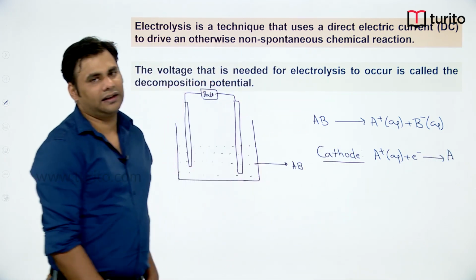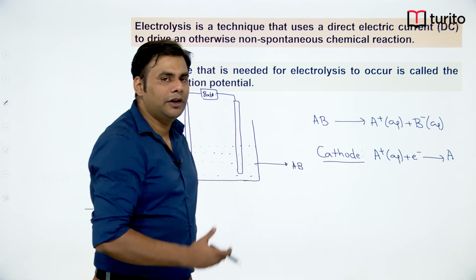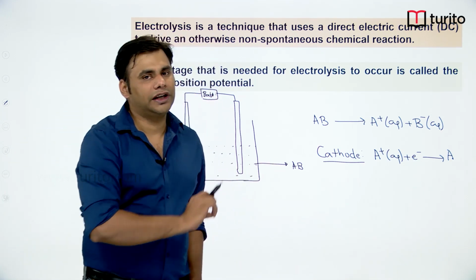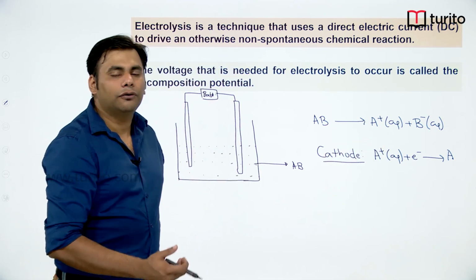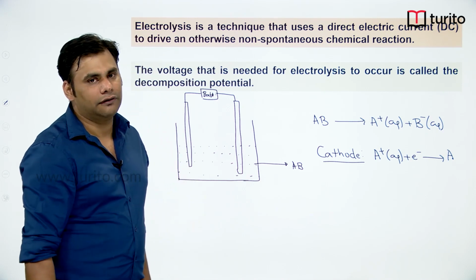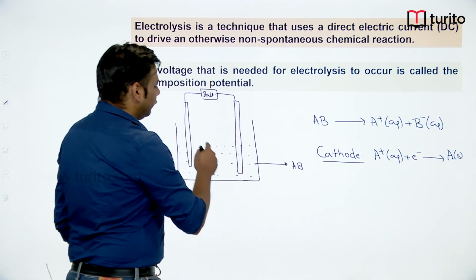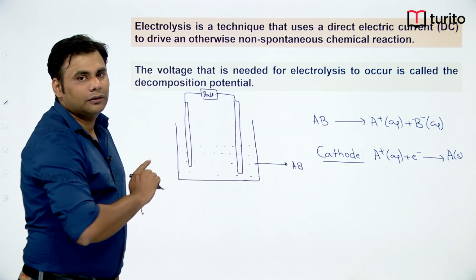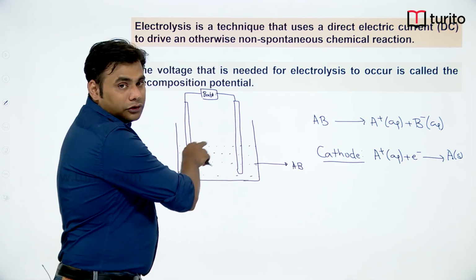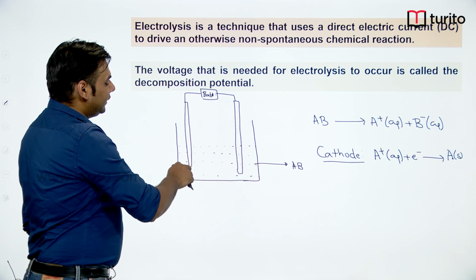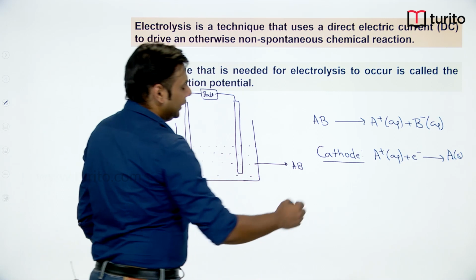This cation would migrate towards the cathode, undergo a reduction and change into a species like A. If it is H plus, it will take up an electron and change into a hydrogen atom; two hydrogen atoms will combine and hydrogen gas would be released. If it is a pure metal, say silver, the silver ion would take up the electron and convert into silver. This metal formed would start depositing at the cathodic electrode.